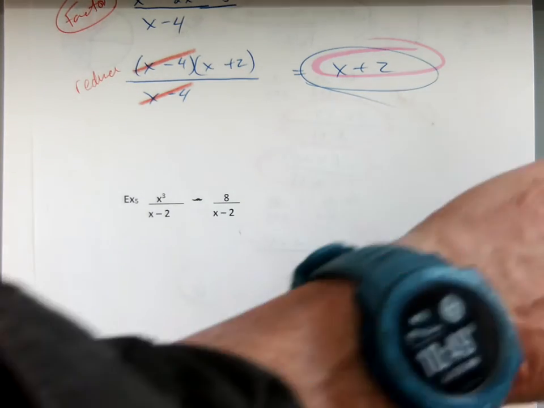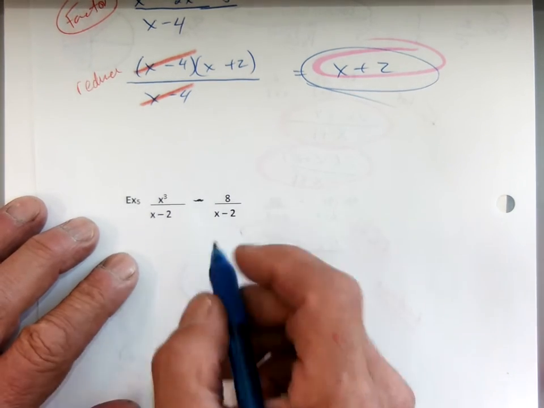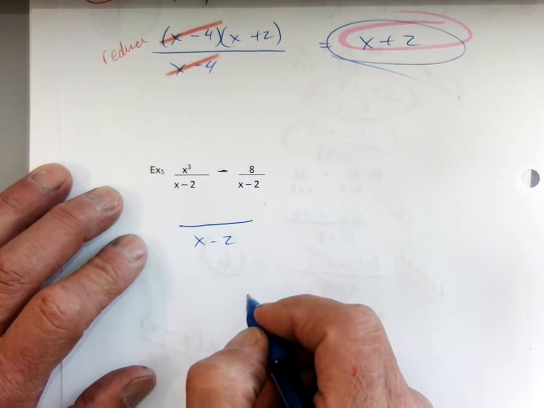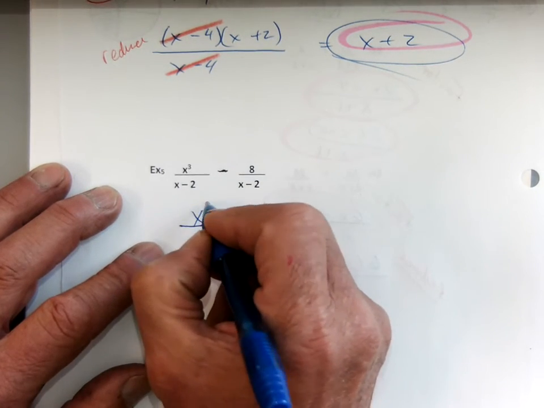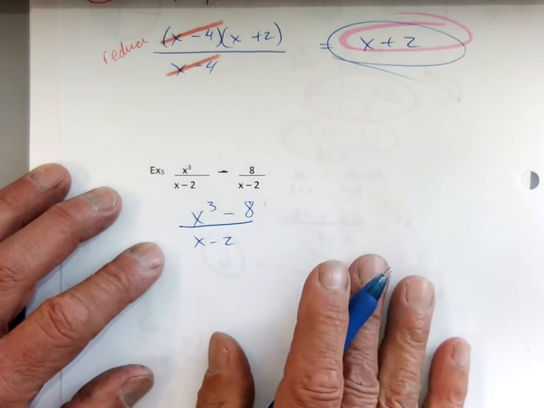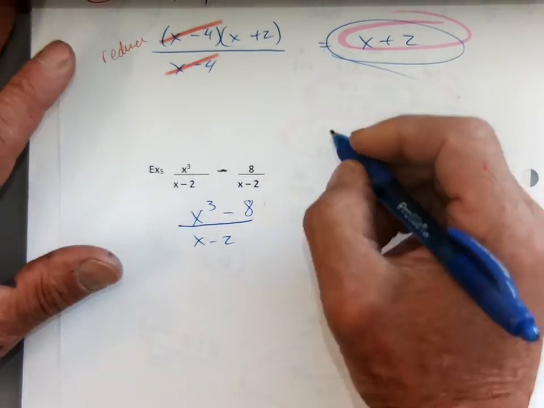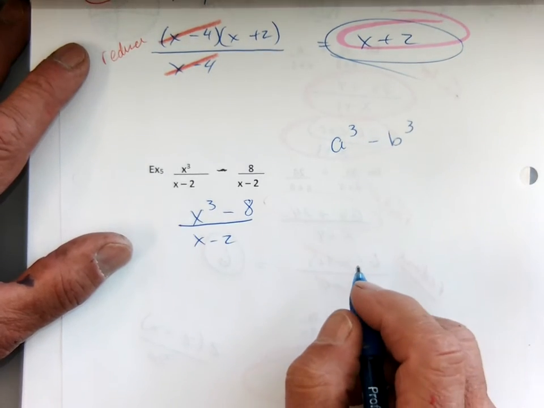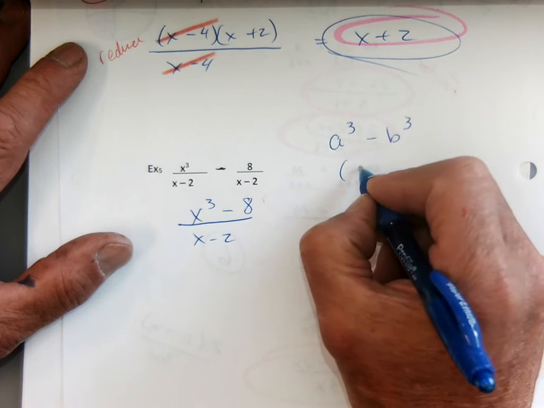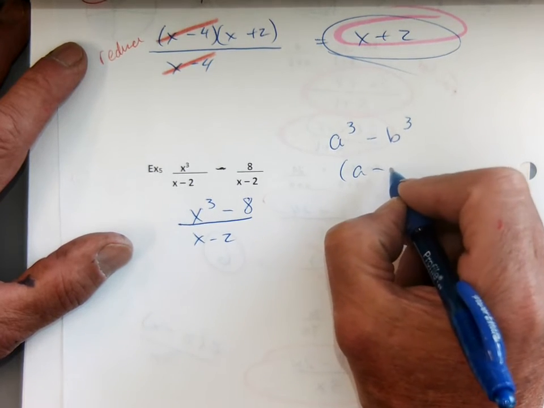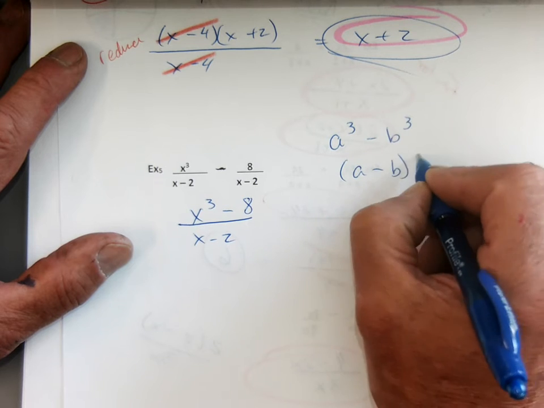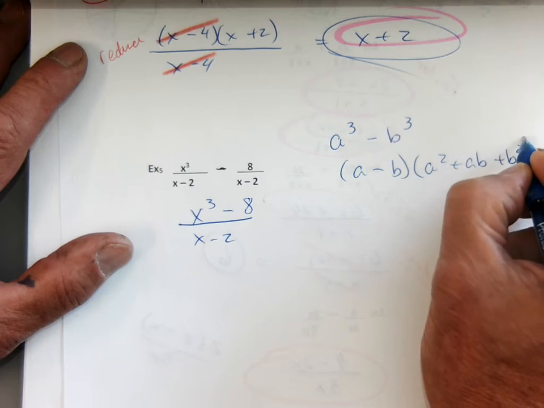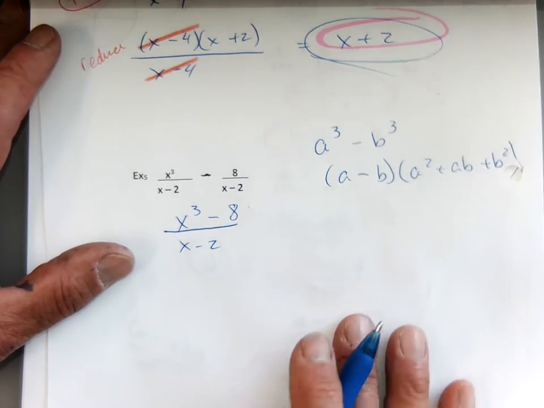Okay, number 5. Do you have a common denominator? All right, just write it down: x minus 2. And in the numerator, I'll have an x cubed minus 8. Now, we probably haven't seen this one for a while either. A cubed minus b cubed factors into a minus b times a squared plus ab plus b squared, okay? And I'll put that back up on the board. We just haven't seen that for a while, right?